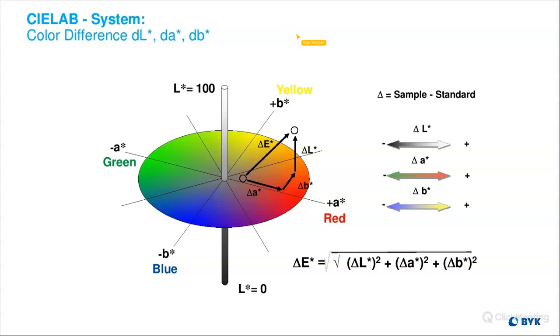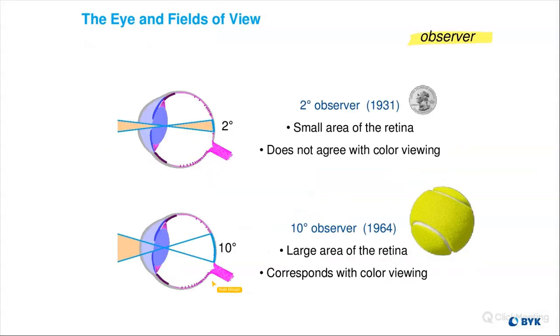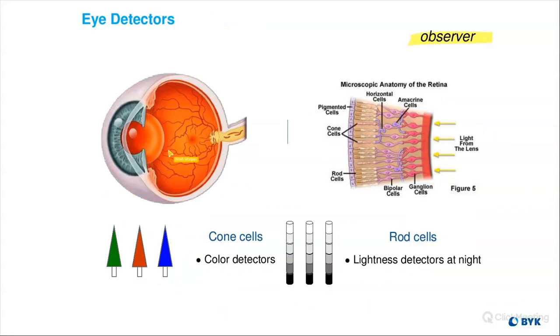Whereas when you're talking 10 degree and 2 degree observer angles, when you say observer angles, that's referring to what section of the back of the eye is being used. It's not something that's really talked about much, because for the most part, almost everybody uses the 10 degree observer. The reason being is because the 10 degree observer uses the rod cells and the cone cells. So it's a larger section of your eye.